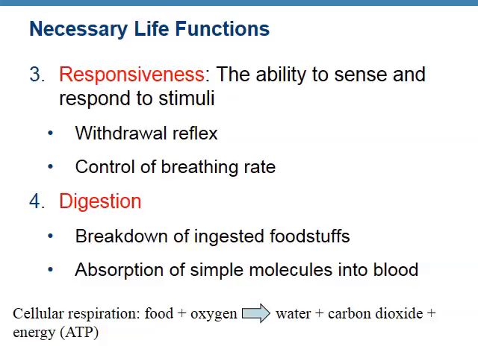Number 4 here is digestion. So in order to survive, we have to break down ingested, what they call foodstuff. So basically we're talking about glucose, carbohydrates, proteins, lipids. We have to take large food molecules like a hamburger and break them down into their simplest components and use those components to build molecules for ourselves. So here's the breakdown of foodstuff and then the absorption of the simple molecules into our bloodstream so that we can use them.